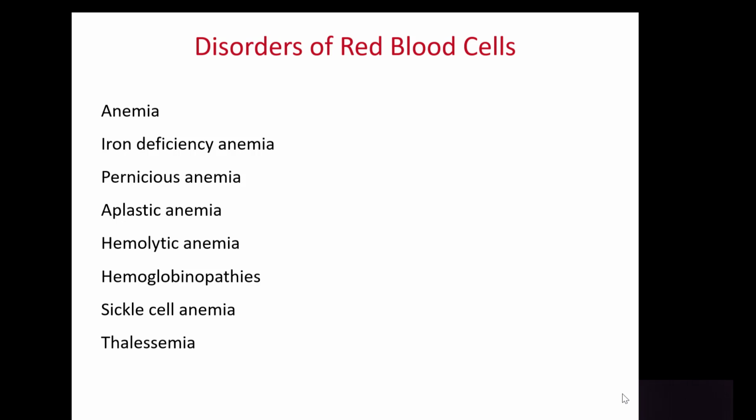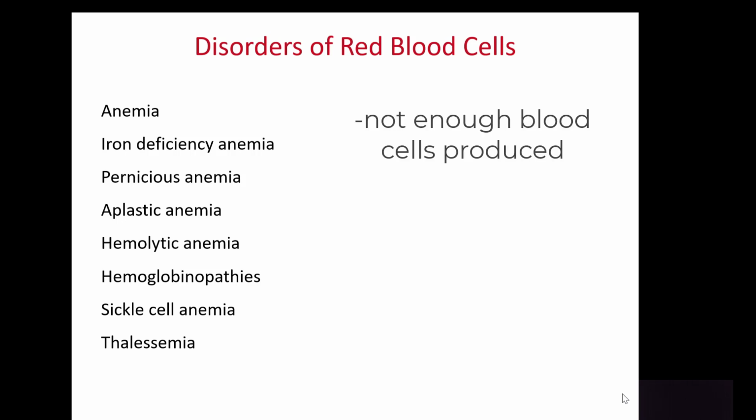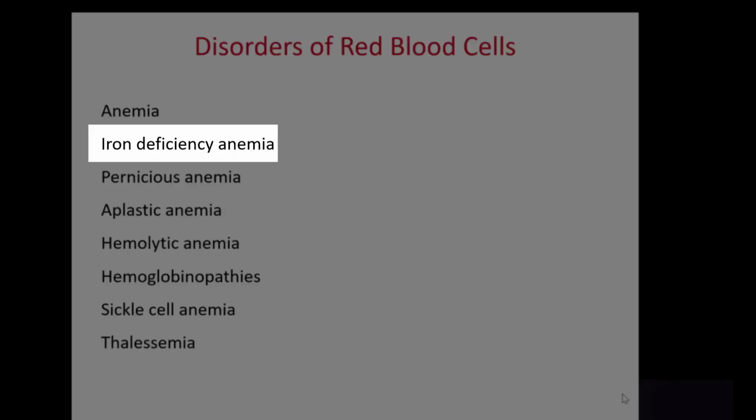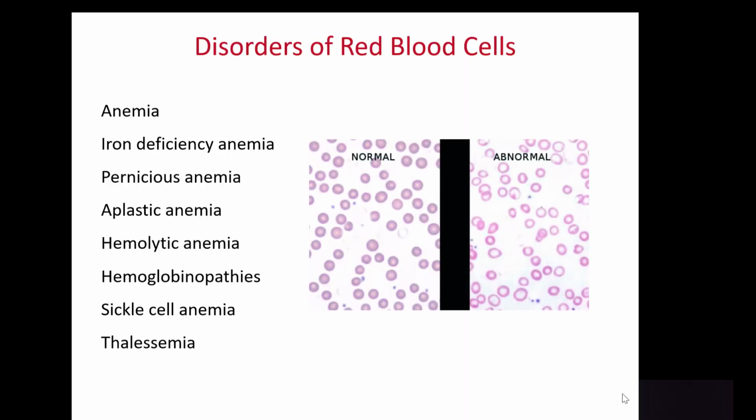The second category, not enough blood cells being produced, includes iron deficiency anemia, pernicious anemia, aplastic anemia, and one your book doesn't mention, renal anemia. Iron deficient anemia usually results from chronic hemorrhagic anemia, like from an ulcer or heavy menstrual bleeding, as we said.